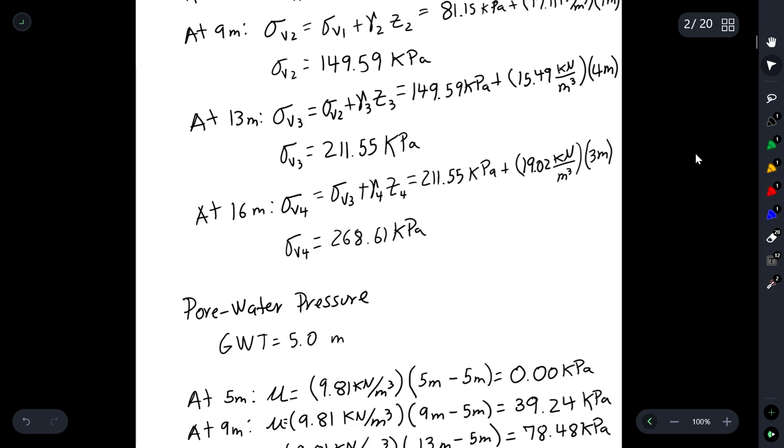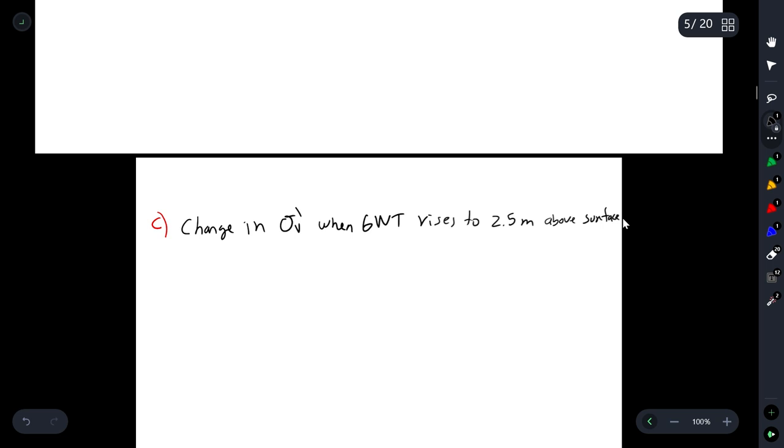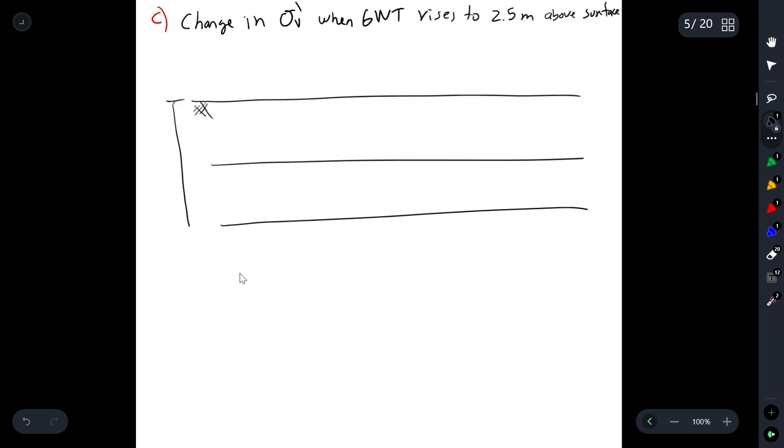Continuing on to question C, we are asked to calculate the change, that's important, change in effective stresses if the groundwater table rises 2.5 meters above the ground surface. So I come here and say C. Change in effective stress when groundwater table rises 2.5 meters above surface, right? So this would look something like this. We have the ground surface here, and we have our layers, our surface, and our layer here, and our layer here.